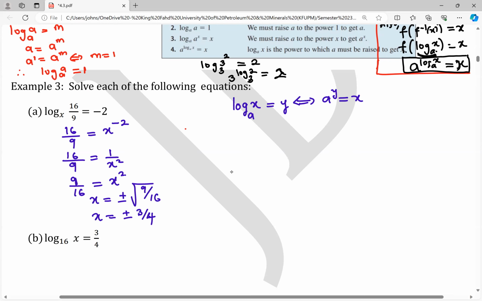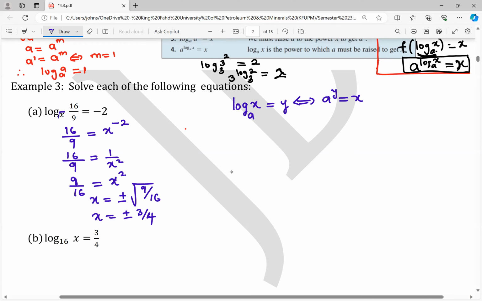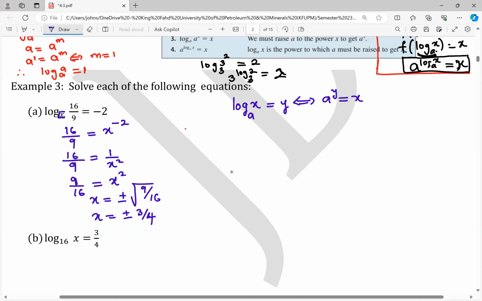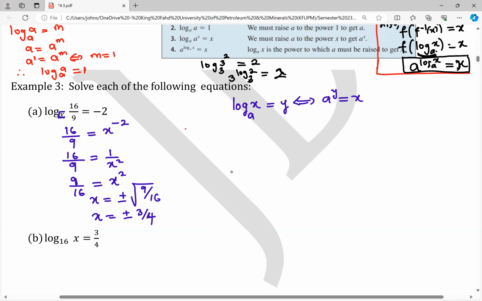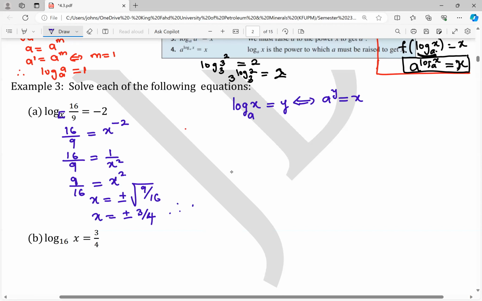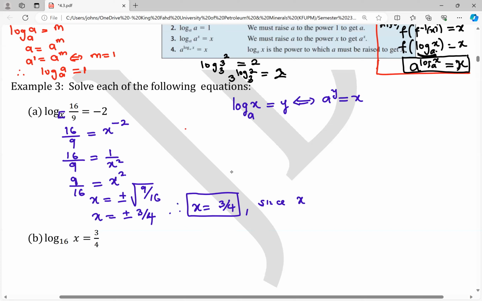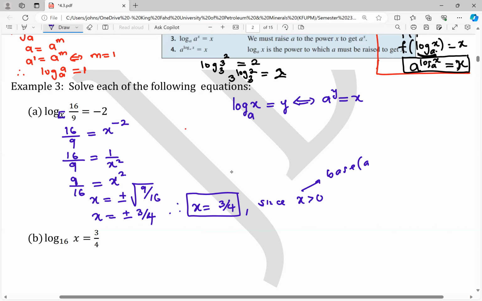But if you look at the position of x, you see x is standing as the base, right? Which is like the position of the a. And we know a cannot be negative. So we have to take what x is equal to? The positive one, which is 3 over 4. Yes, since x is greater than 0. And x is the base, which is a.